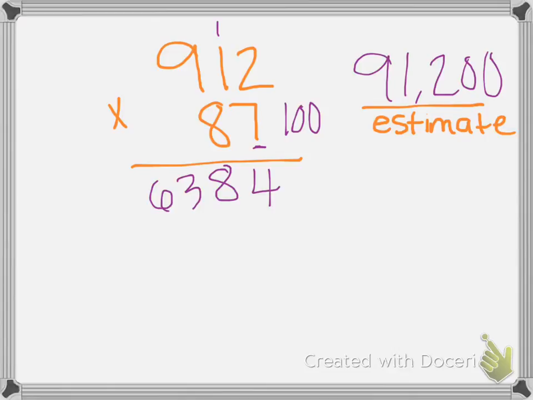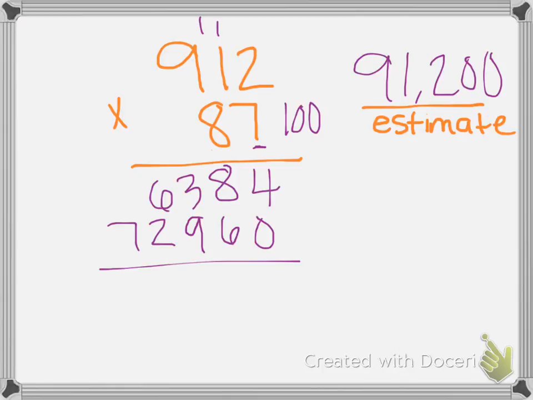Then we have to put our 0 down since we're moving to the tens place. 8 times 2 is 16. Carry the 1. 8 times 1 is 8, plus 1 is 9. And then 9 times 8 is 72.